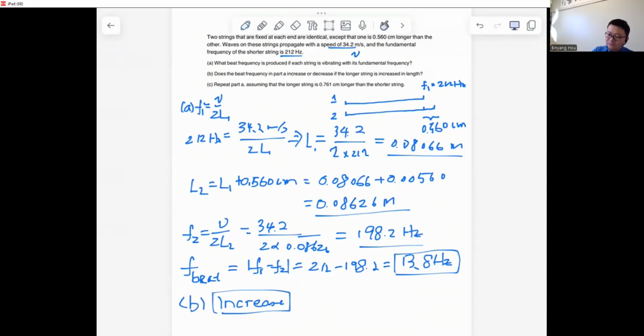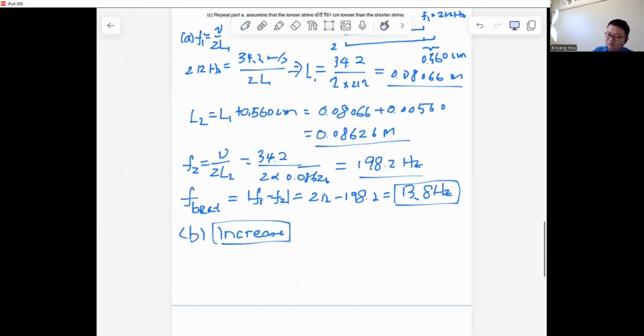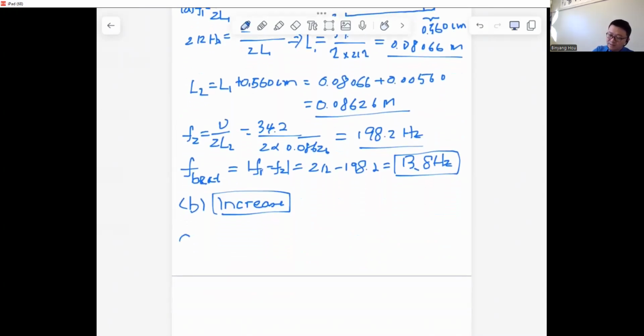And then C, we are just verifying that. So we are doing all over again what we did in A, but this time we can start with L2. L2 now is 0.08066 again, but plus a different number as given in the problem, converted from centimeter to meter, 0.00761, and that will give you a particular number. I did not calculate it in my notes. Basically, I just calculated F2 directly.